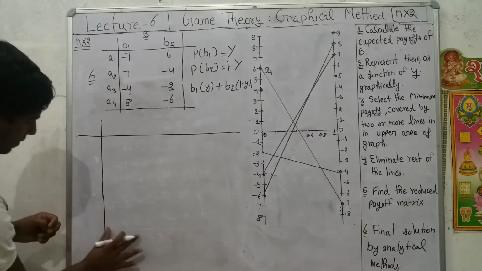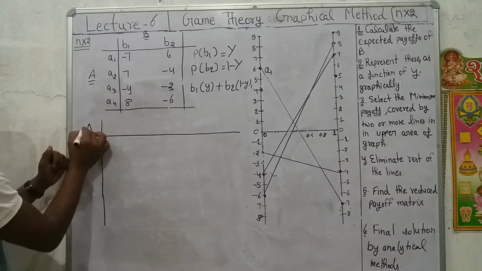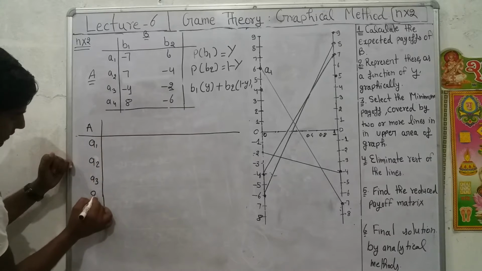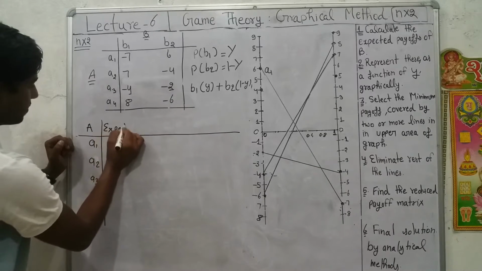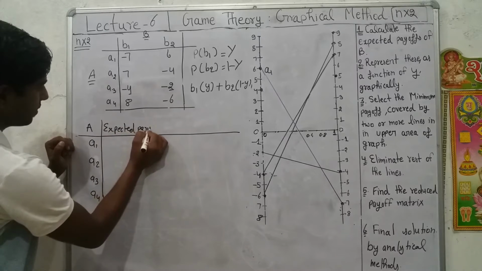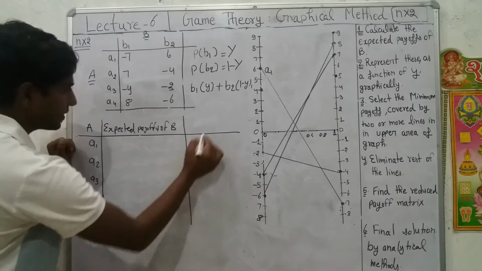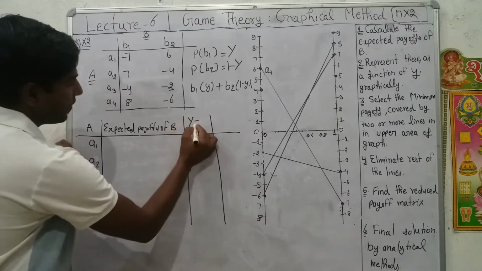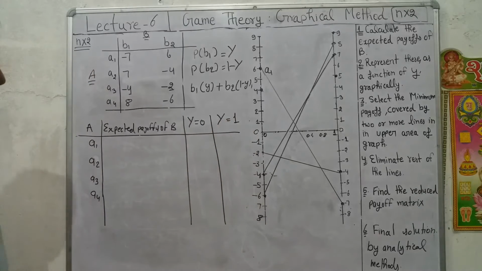In the first column of this table, I am representing the strategies played by company A: A1, A2, A3 and A4. In the second column, the expected payoffs of company B are shown. In the third column, the expected payoffs are represented when the value of Y is equal to 0, and in the fourth column when the value of Y is equal to 1. So let's calculate the expected payoffs.